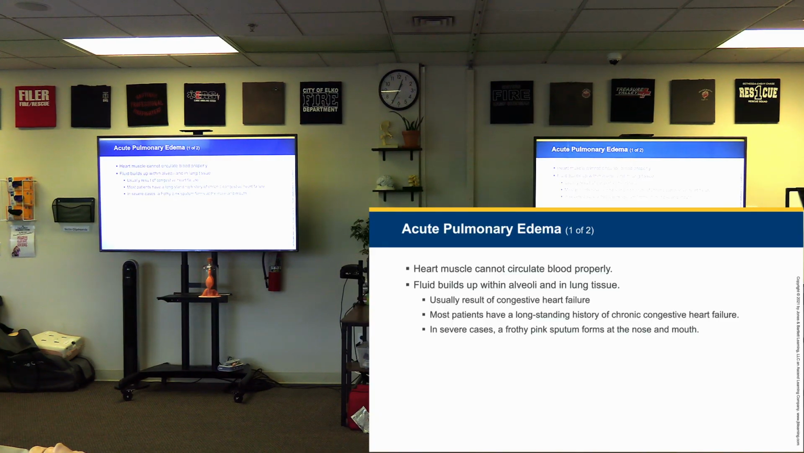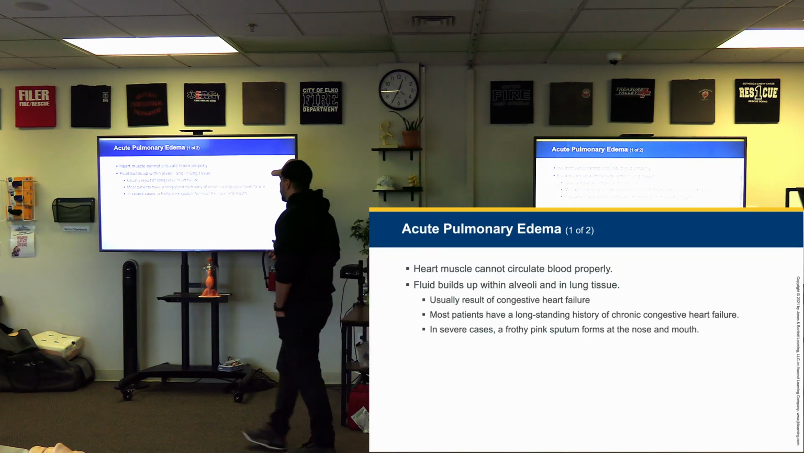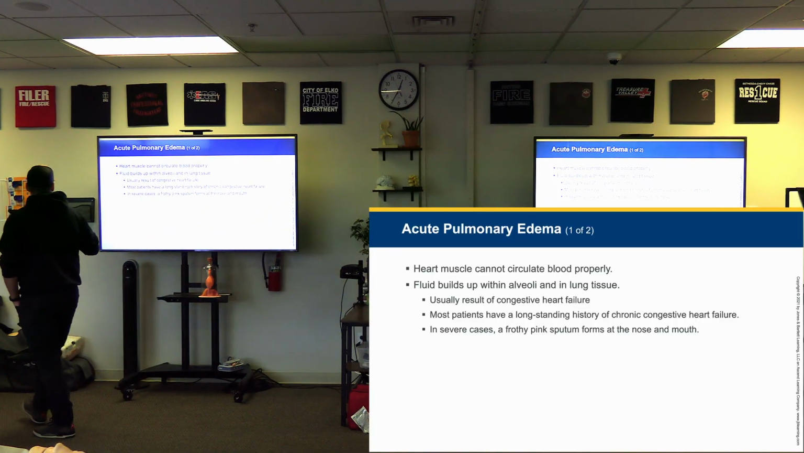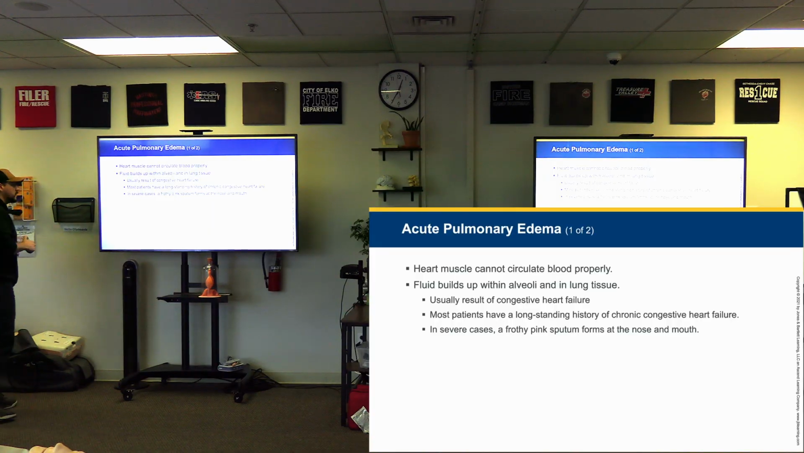Okay. So with that, if blood can't move forward, it's going to start backtracking. And if we think about the left side of the heart, it backtracks directly into our lungs. Okay, so we start to have an inundation of fluid in our lungs that should not be there. Like I said, usually the result of congestive heart failure, CHF. So if you have a patient who has a history of CHF and they're having difficulty breathing, this is definitely one of the things that should activate the spidey senses a bit.